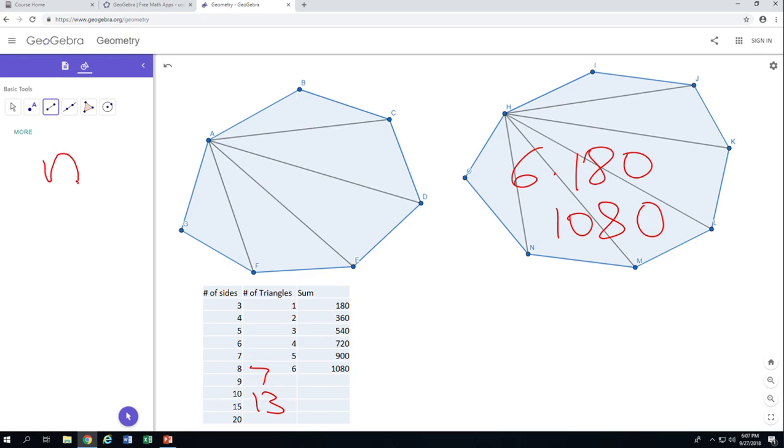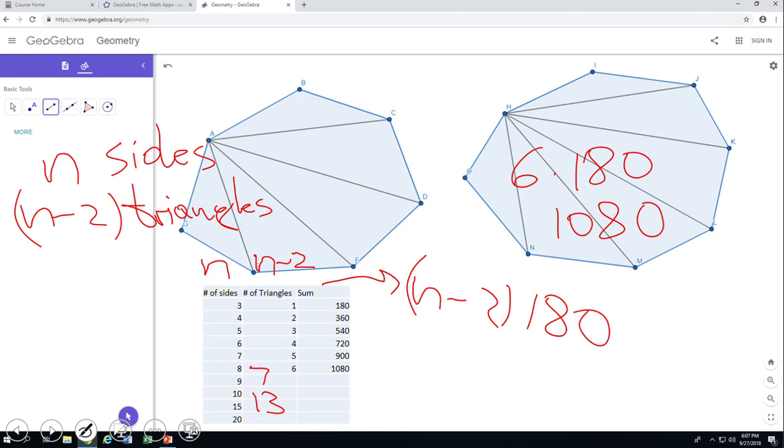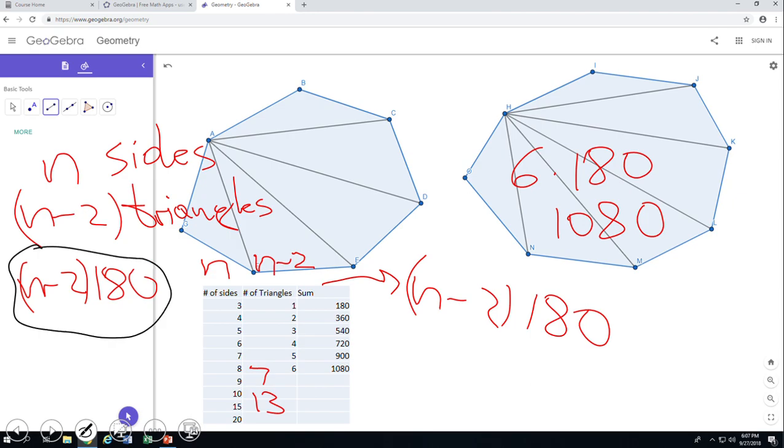a formula if it's possible. If we have n sides, how many triangles do we have? And obviously if you take a look, we have n minus 2 triangles. And what about the last column? The last column here is nothing else than n minus 2 times 180. That is the formula for finding the sum of the interior angles of a polygon with n sides.